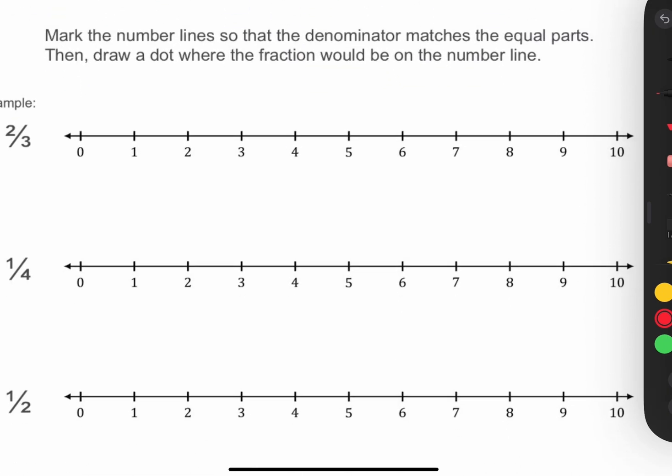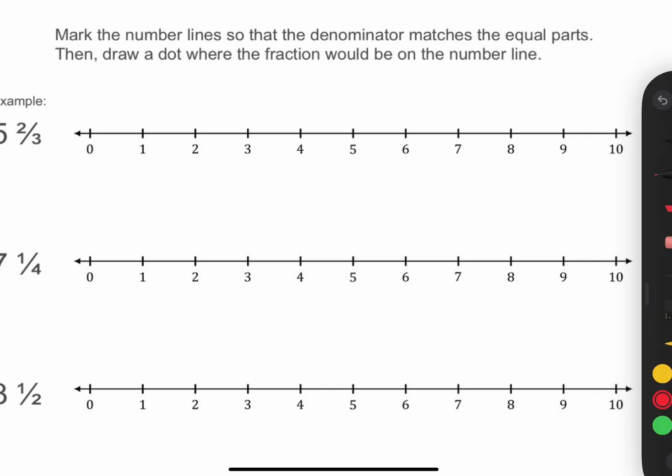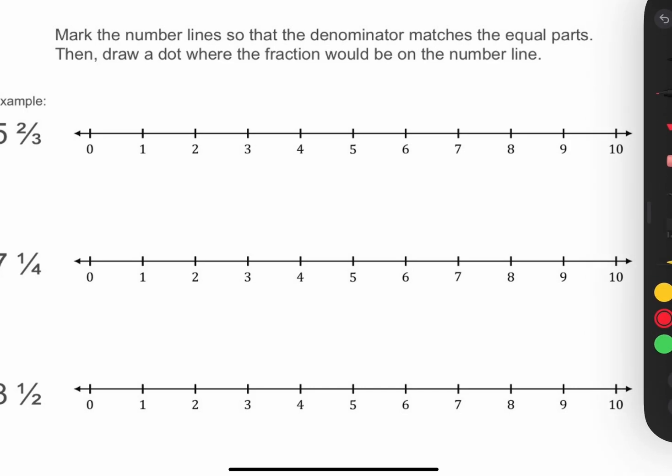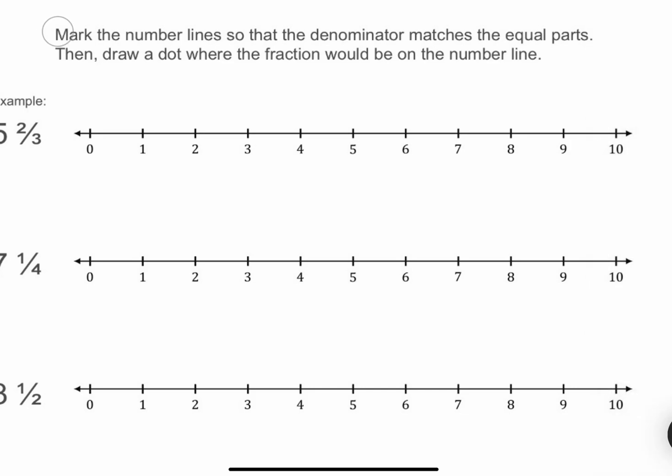Here is our second part. It says, mark the number lines so that the denominator matches the equal parts. Then draw a dot where the fraction would be on the number line. So here's my example number line. It goes from 0 to 10.